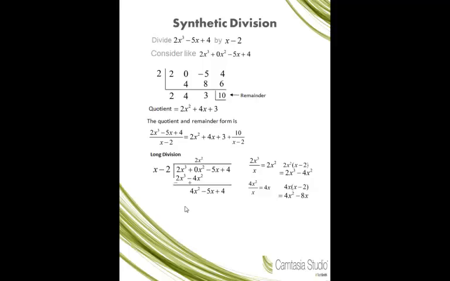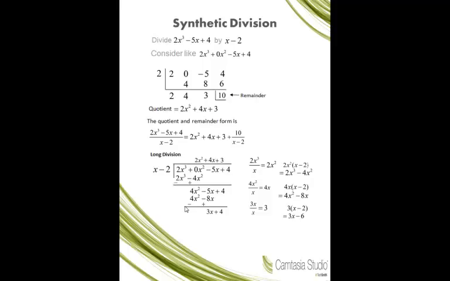Then distribute this 4x to the divisor again. You get 4x squared minus 8x. Write that way. Again subtract or change sign, then add. So you have negative 5x plus 8x will give you 3x, and pull your 4. Continue this process. Leading term is 3x divided by leading term x in the divisor. That gives you 3. Distribute this 3 to the divisor, x minus 2. So you get 3x minus 6, and write it this way.